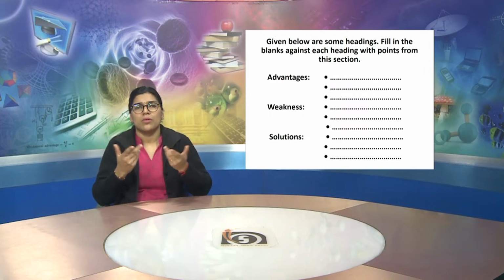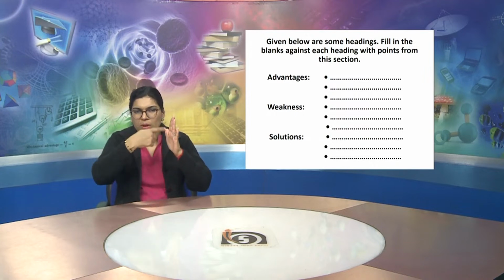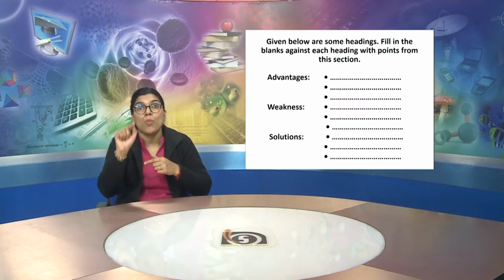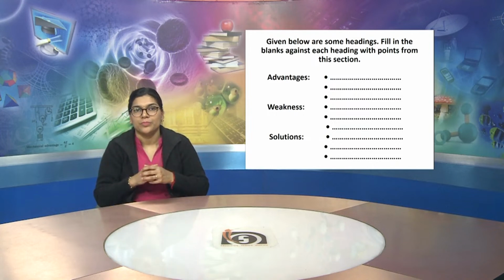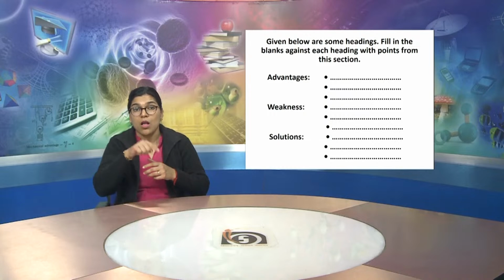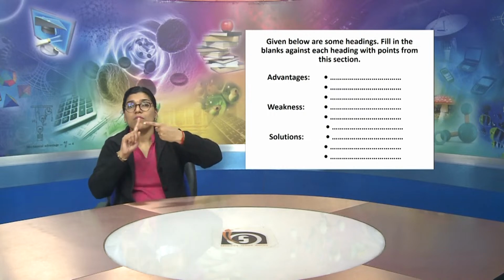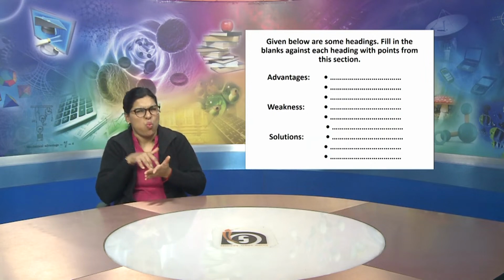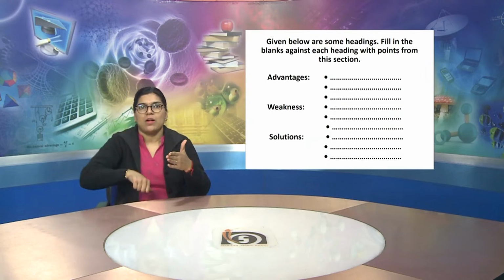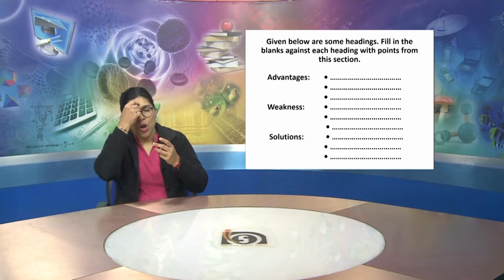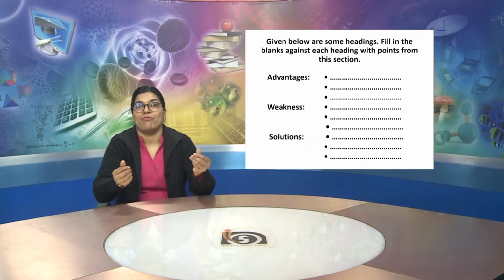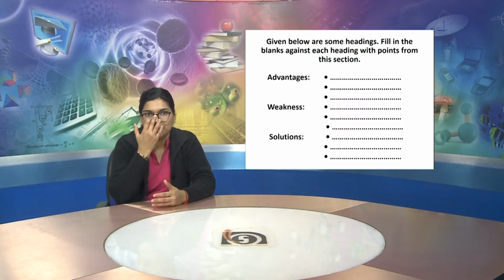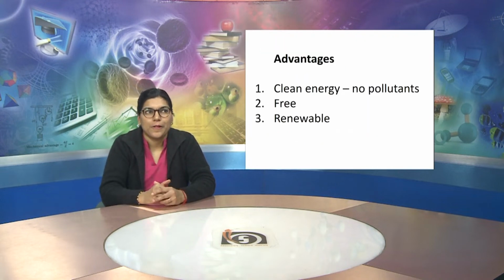Now this is the exercise part. This exercise questions are from the lesson which we just read, the fuel of the future, and also the active passive grammar part which we just understood. In this you have to fill in the blanks against each heading with points from the section which we just discussed. You have to write the advantages, weaknesses and the solution.